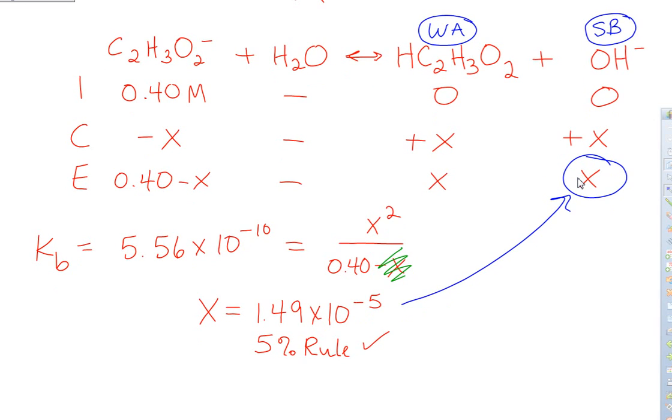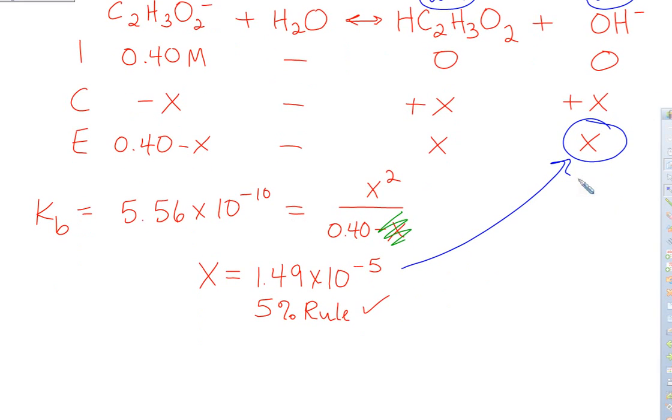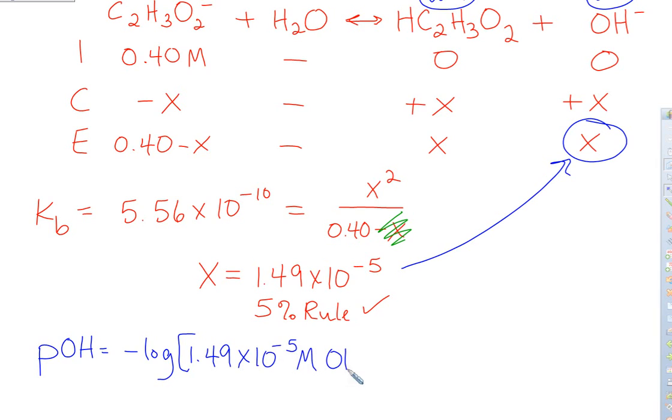Okay, so now this really just becomes the pH of a weak base. Best option, maybe the most common option, I think people are usually going pOH equals the negative log of the hydroxide, which is x, 1.49 times 10 to the negative fifth. There's my hydroxide concentration. So we plug that in.